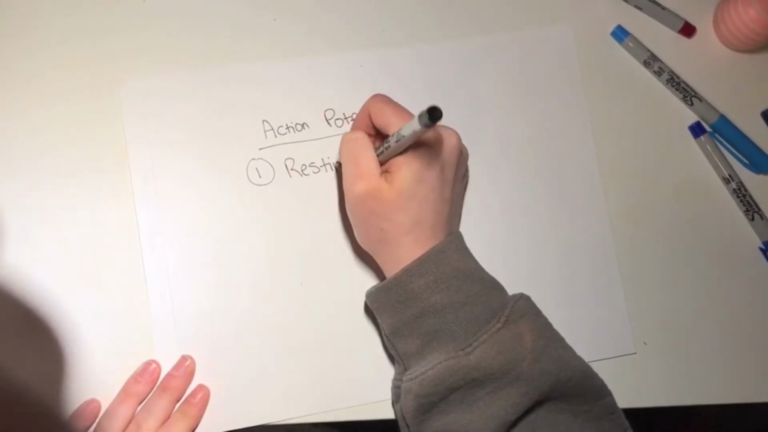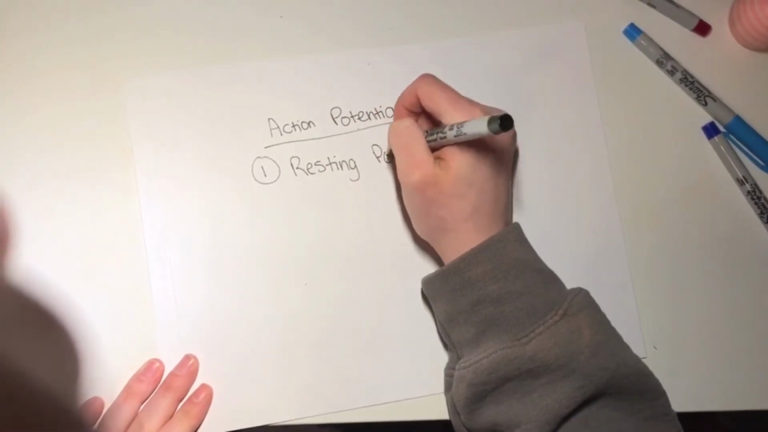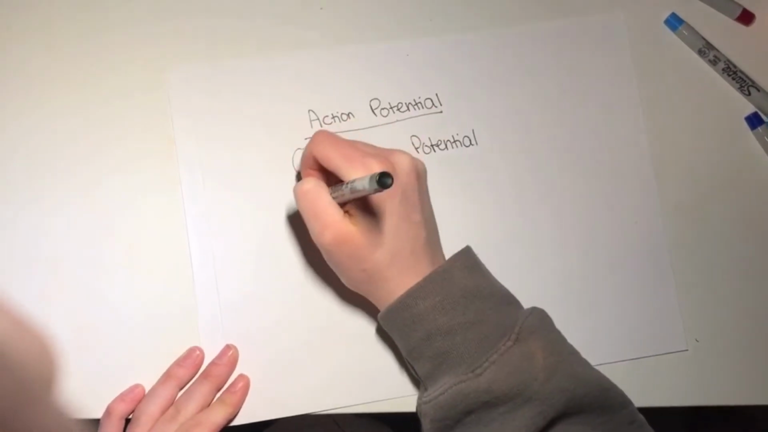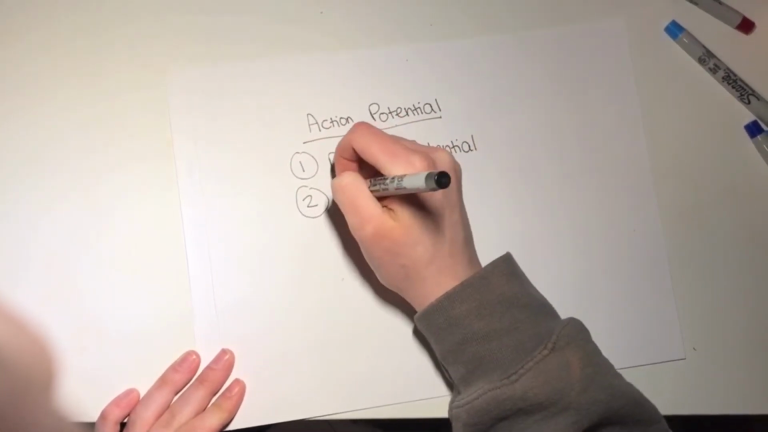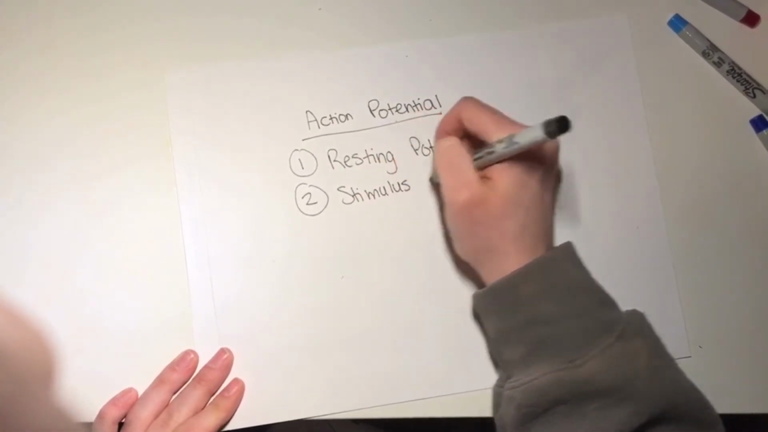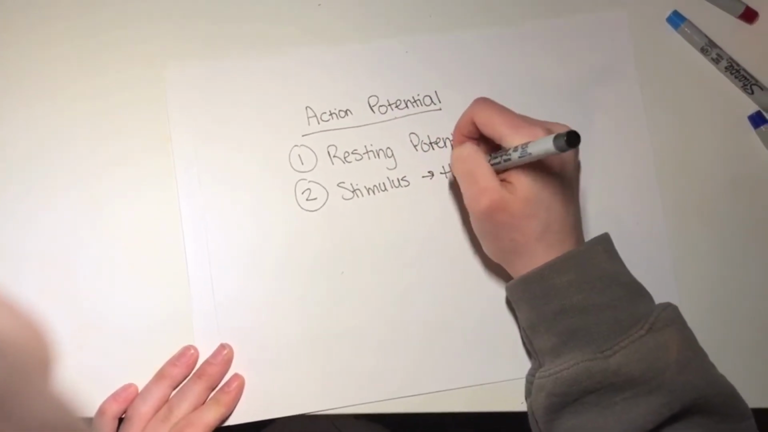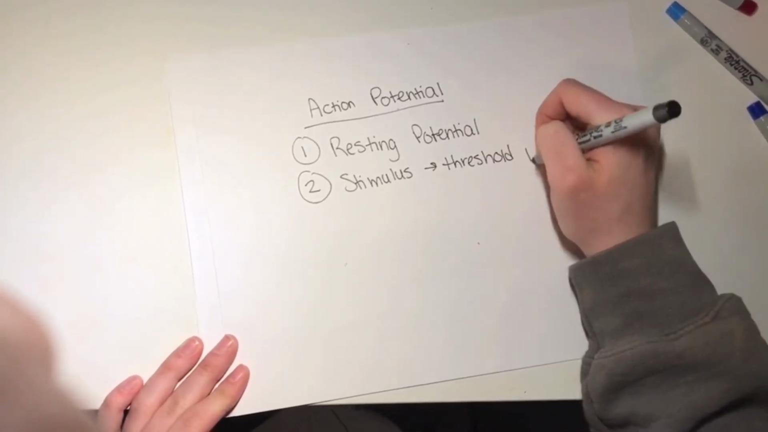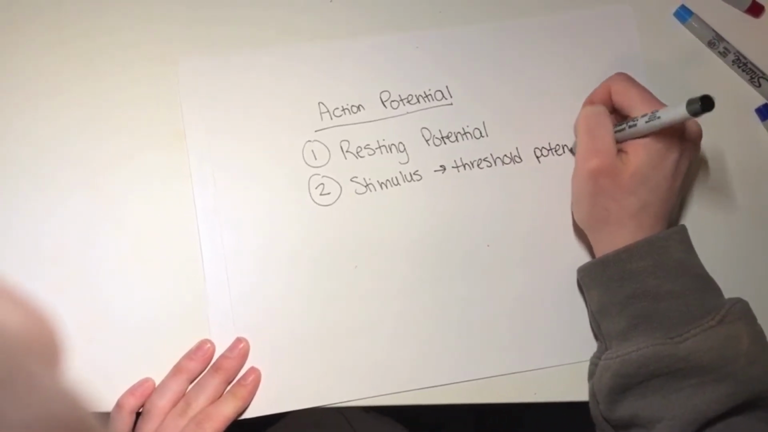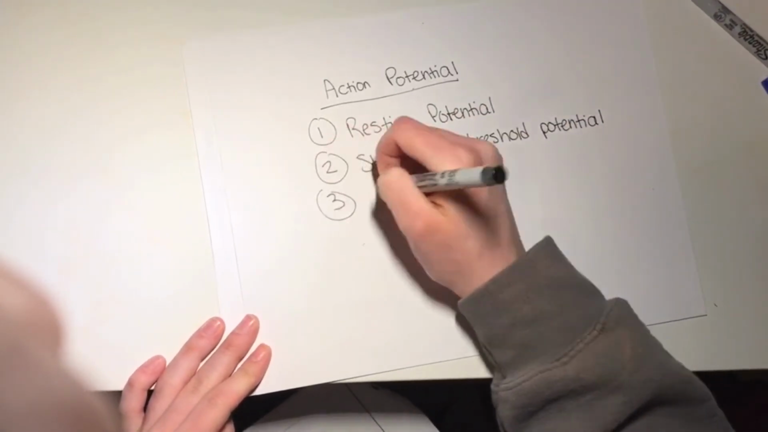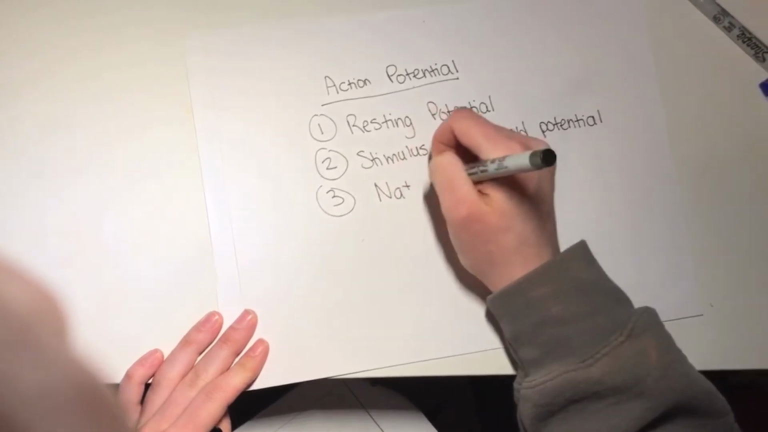So here's a quick overview of the action potential or nerve impulse. First of all, we start with the resting potential, so that's a polarized neuron that has a charge of negative 70 millivolts, and the sodium-potassium pump is constantly working to pump 3 sodium out and 2 potassium in to maintain that concentration gradient. Then a stimulus can occur, and if the stimulus is strong enough and opens up enough sodium gates, then this causes the threshold value potential of negative 55 millivolts.